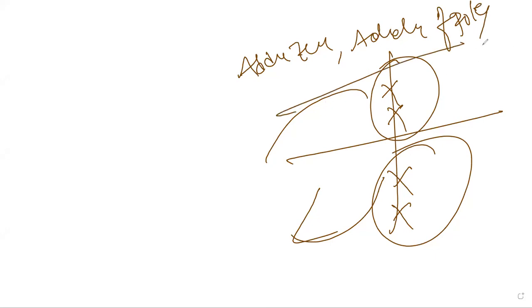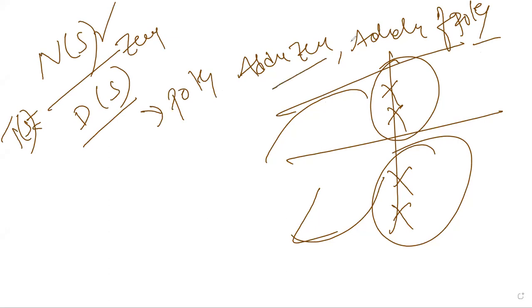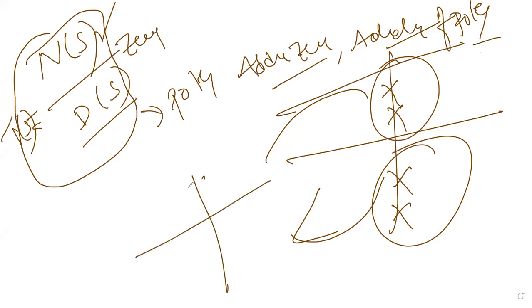So by addition of zeros or addition of poles, we know that, suppose this is the transfer function, N of s by D of s. The roots of the numerator polynomial N of s are called zeros. The roots of the denominator polynomial are called poles. By adding these zeros and poles to this closed loop system transfer function, we can make a marginally stable system into a stable state, or you can drive the unstable system into stable state.